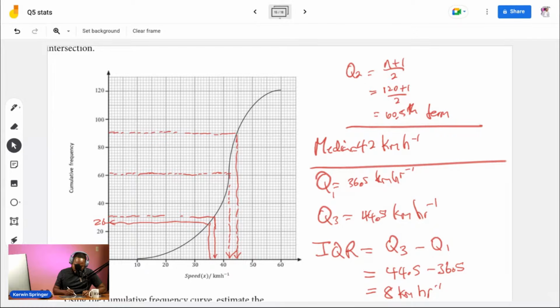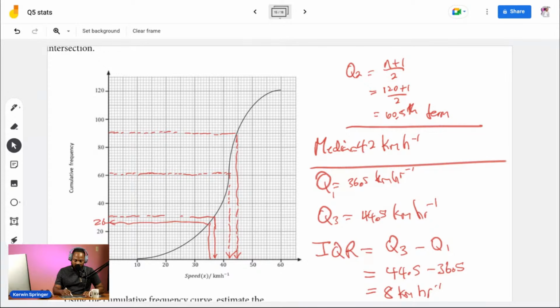So the number of vehicles whose estimated speed is 35 kilometers or less is 26. If it's 35 kilometers or more, you will say 120 minus the 26. So you get rid of the 26 who are slow and you read the more. Say in the chat if you understand?